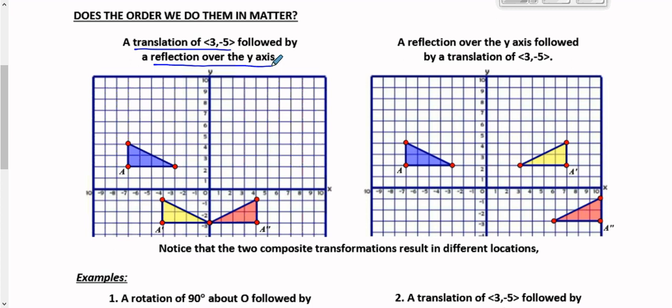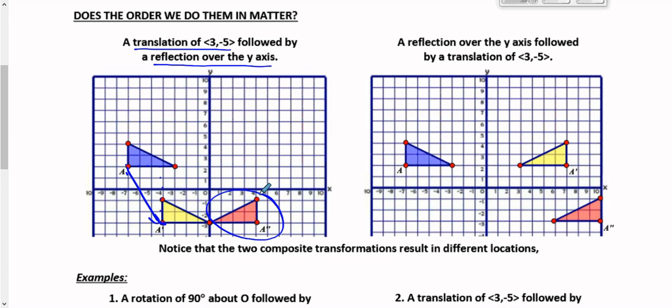So we start with triangle A. I don't know where the B and C are, but okay. So it went right 3, and then down 5. 1, 2, 3, 4, 5. Okay, did the same for all of them. So that's our translation vector. And then we reflected this in the y-axis. And here's the location then of A prime, B prime, C prime, where they labeled it.